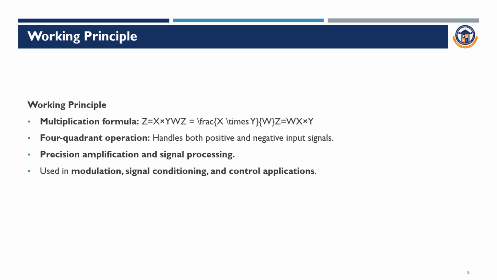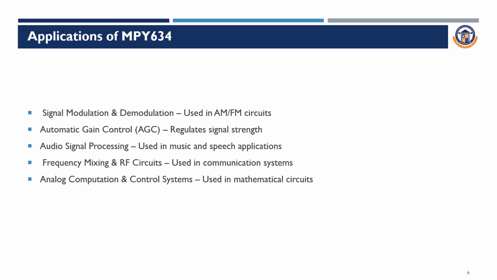Working principle: here we see the multiplication formula. The 4-quadrant operation, as I said earlier, handles both positive and negative input signals. Precision amplification and signal processing, as already seen, are used in modulation, signal conditioning and control applications. Some of the applications of MPY 634: signal modulation and demodulation, and automatic gain control. In automatic gain control, that is AGC, it regulates the signal strength. Audio signal processing, used in music and speech applications. Frequency mixing and RF circuits, used in communication systems. And in mathematical circuits, it is used for analog computation and control systems.